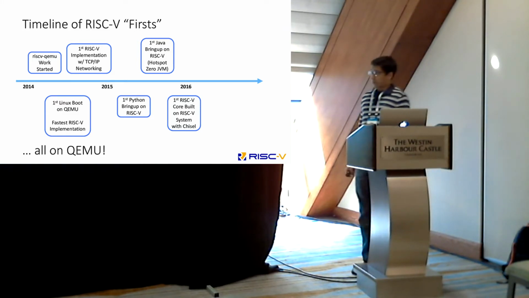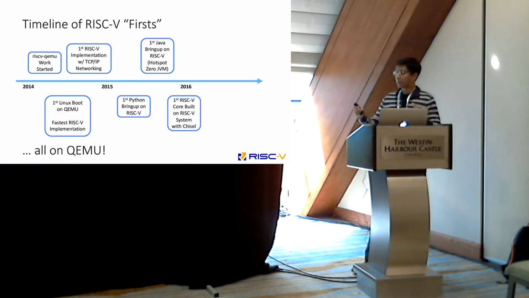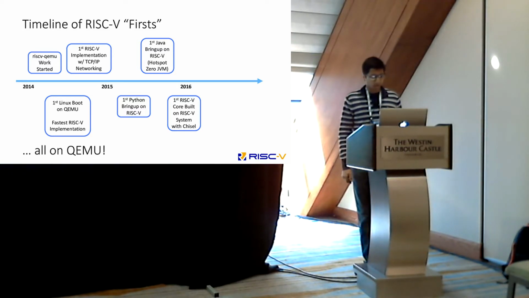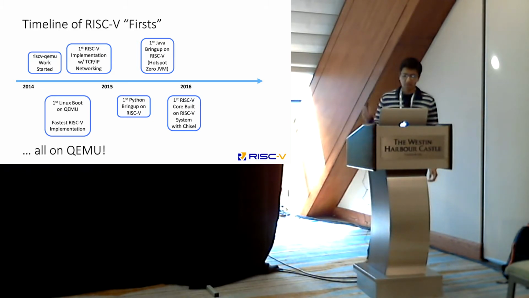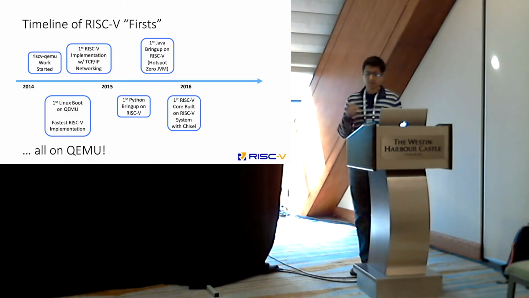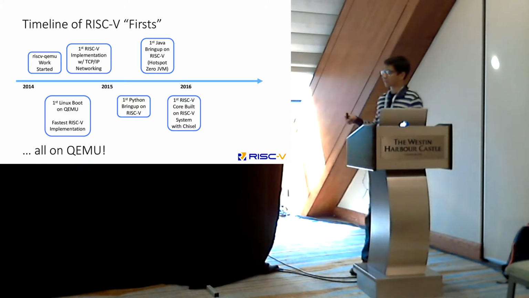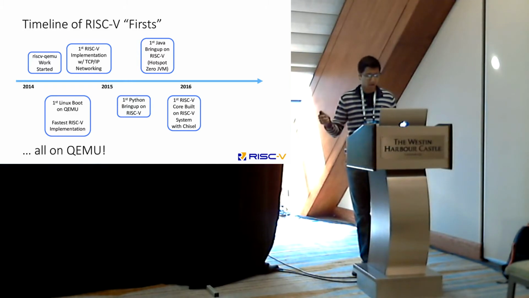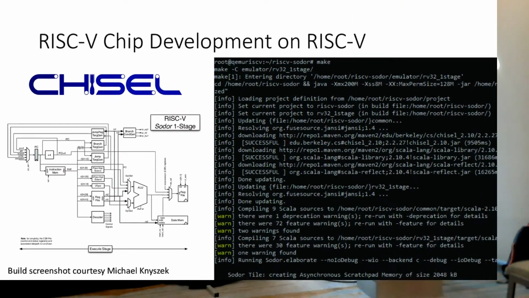Then it was also part of the first Python bring-up. So the first time that real software and Python was run on top of RISC-V happened on QEMU. Also, the first Java bring-up happened on QEMU. And something I think is particularly cool is that the first RISC-V core built on a RISC-V system happened in QEMU. So I'll talk briefly about how we build chips at Berkeley.